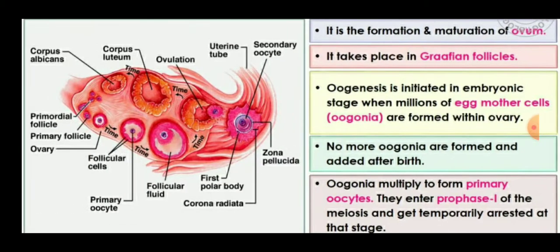So children, what happens in oogenesis? Mainly the formation of the egg cell is done. Okay, formation and then the maturation. We can say egg cell or we can say ovum also. It takes place in the Graafian follicles.